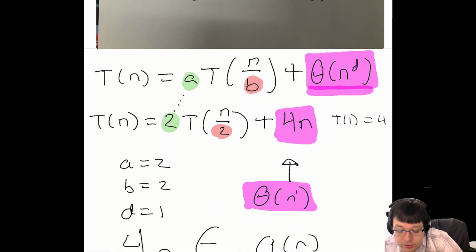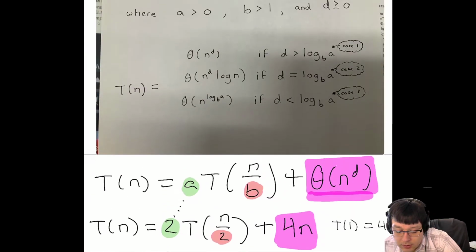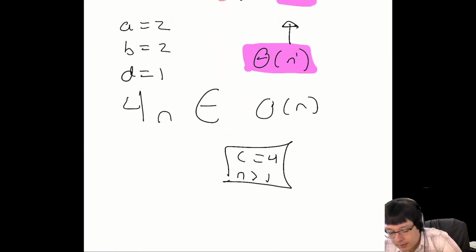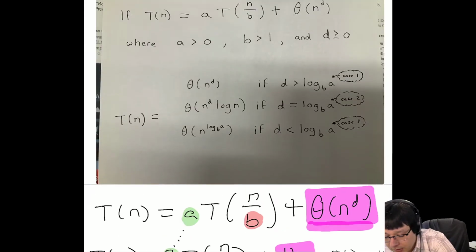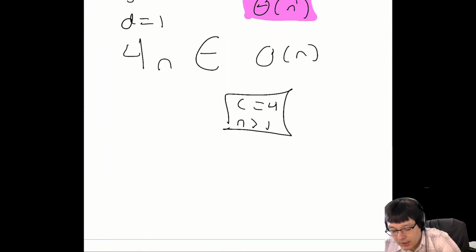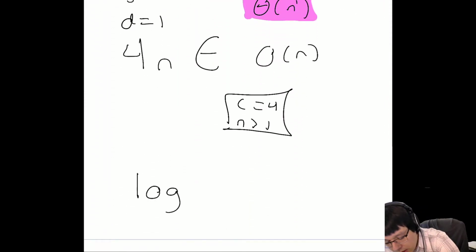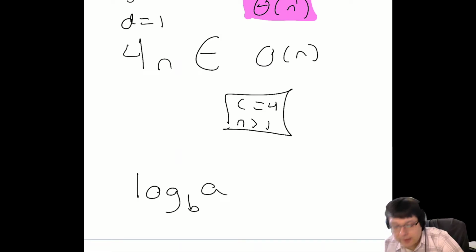So right now we have a, b, and d. a is 2, b is 2, and d is 1, okay? So for all of these three options, you can see that we have to take the log base b of a. So let's go ahead and do that. Log base b of a, okay?